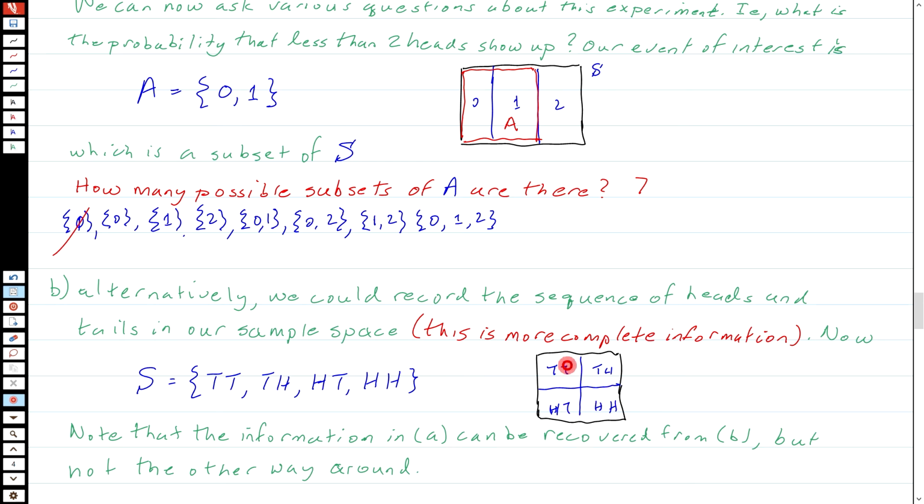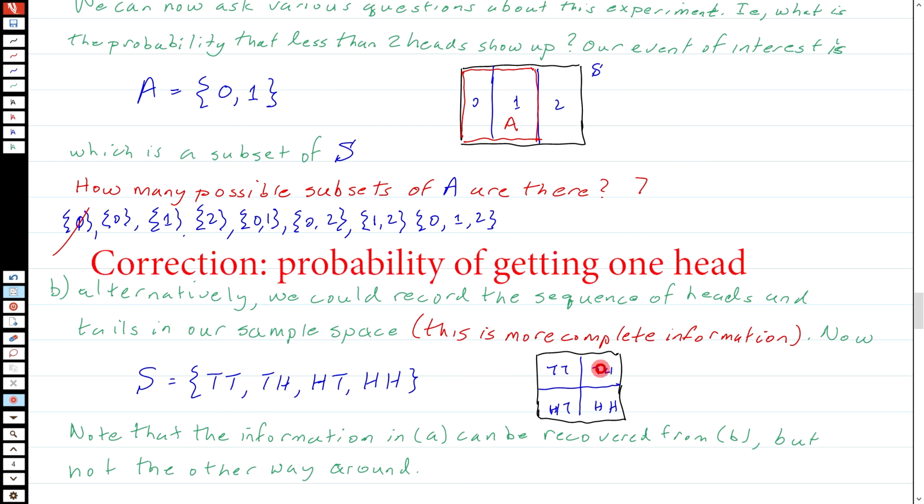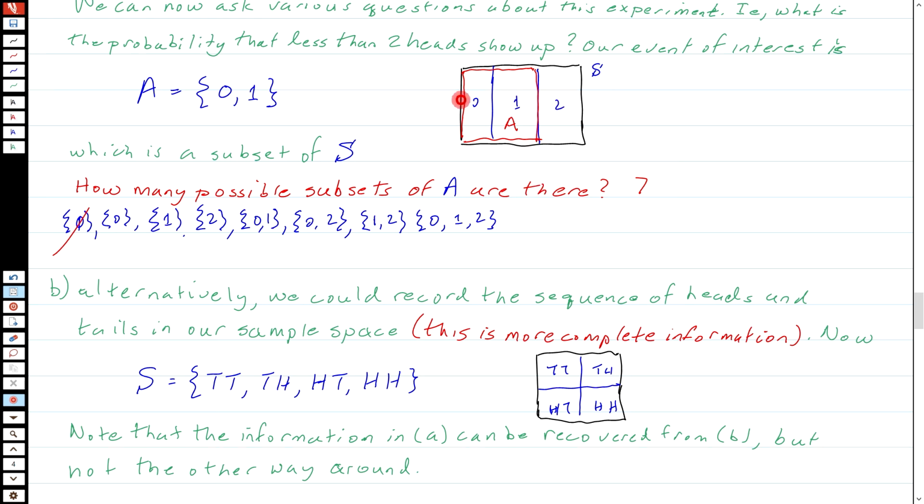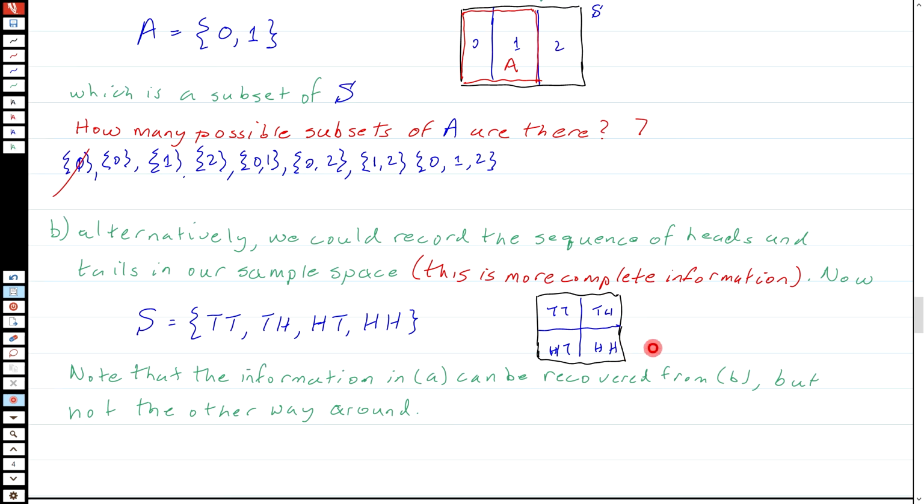But the probability of getting 0 heads is just the probability of falling in here. So this area here for 0 is 1/4. But the probability of getting 1 head is 2 areas. And so this one in the middle has a bigger area than the 0 or 2. 2 heads is probability 1/4.